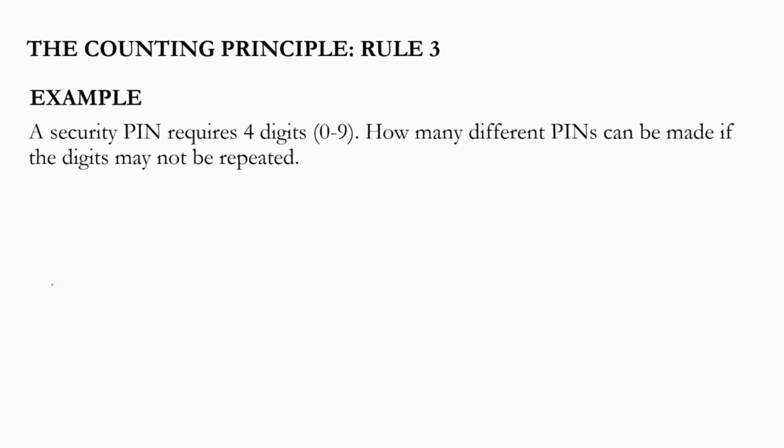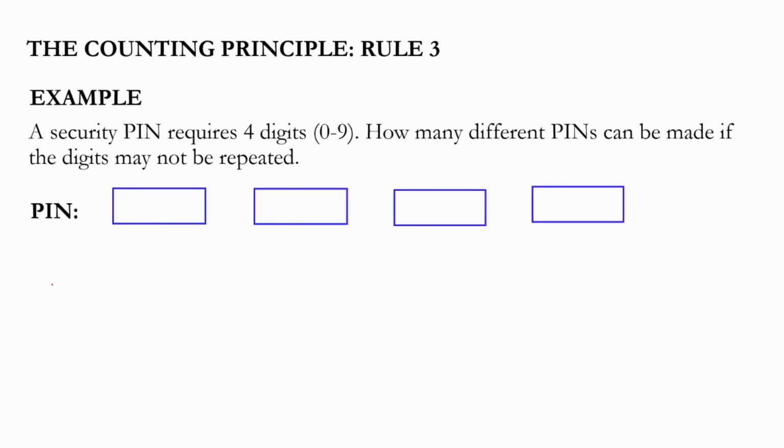Right, now let's look at this situation here. A security pin requires 4 digits, but the digits are coming from 10 choices from 0 to 9. Remember, from 0 to 9 is 10 digits. So these 4 digits must come from 10 choices. How many different pins can be made if the digits may not be repeated? You see that? The number of choices and the number of spaces that we have are different. Like this pin here, we need 4 numbers, and we're choosing from 10. So how do we calculate this?